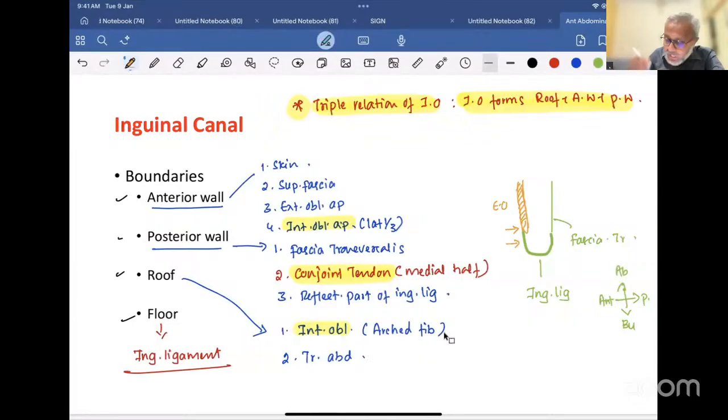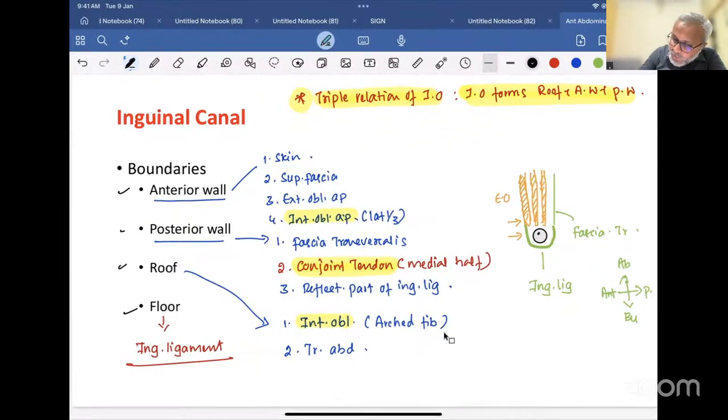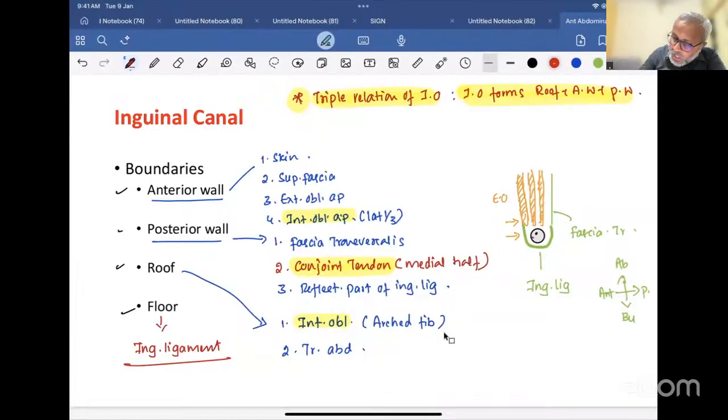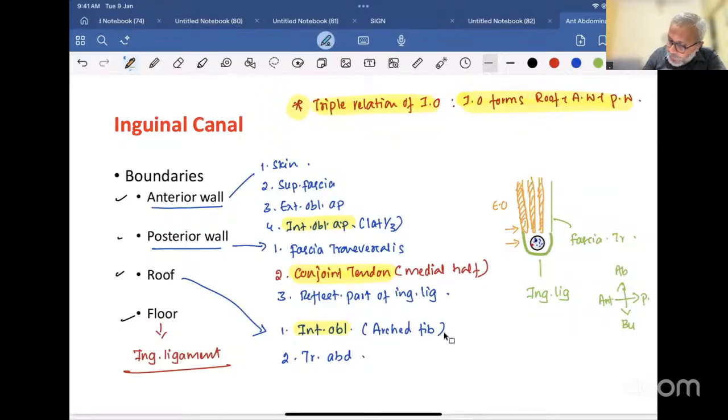Then behind the external oblique, what do we have? Posteriorly we have the internal oblique, which forms the roof, as well as the transversus abdominis muscle. And you can even write the content of the inguinal canal, which is the spermatic cord with the vas deferens. Then we have the testicular artery, the pampiniform plexus of veins. We also have the nerves and lymphatics, right?